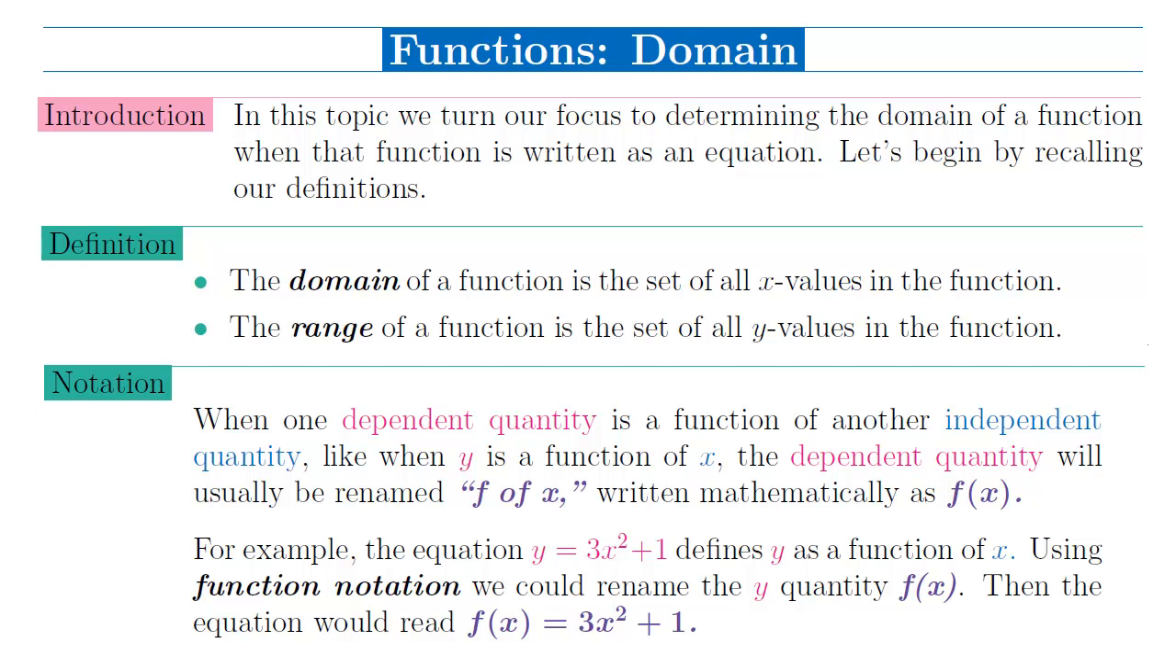Now let's recall some notation. Remember, when one dependent quantity is a function of another independent quantity, like when we have y as a function of x, then the dependent quantity will usually be renamed f of x, which we write mathematically as f with the parentheses and x inside. For example, when you see the equation y equals 3x squared plus 1, this equation defines y as a function of x. Now, using function notation, we could rename the y as the quantity f of x, and then our equation would look like f of x equals 3x squared plus 1. All of the equations in this topic are going to be written in functional notation, so it's important that you're familiar with it.